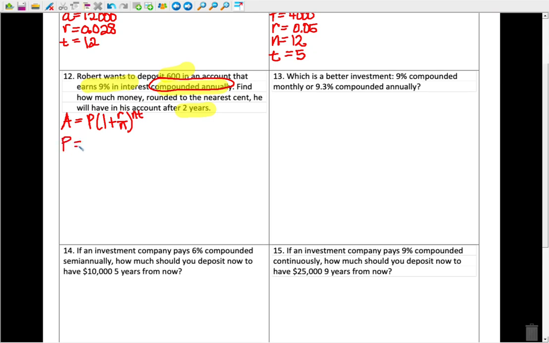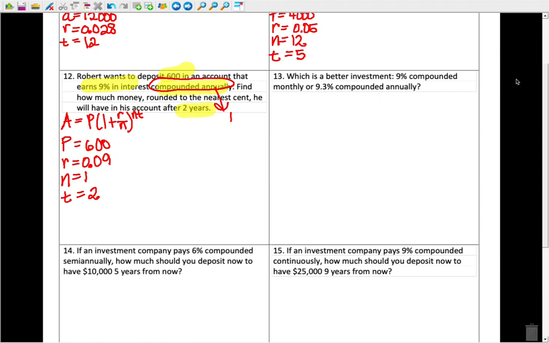Principal is going to equal 600. The rate, 0.09. The number of times compounded, well, annually means once a year. So the n is 1. And the time is 2 years. Okay, so go ahead and solve that. Come back, check the answer. Let's get one that's a little different.